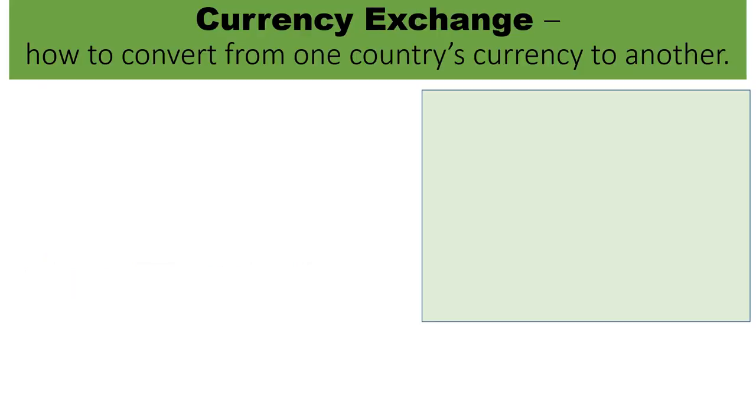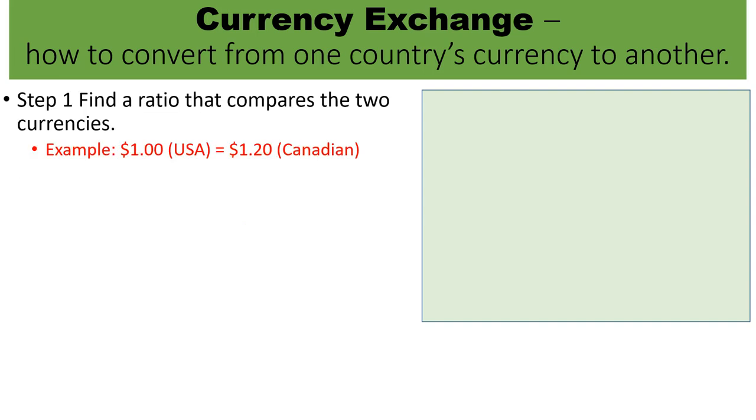In your next homework assignment, you're going to need to calculate exchange rates. And it's not very difficult. So the first thing you're going to do is find out what the exchange rate is. If I know my exchange rate is $1 American buys $1.20 Canadian, that's my ratio. Then I'm going to set that up in my problem. I'm going to say, okay, 1 US dollar is 1.2 Canadian dollars.